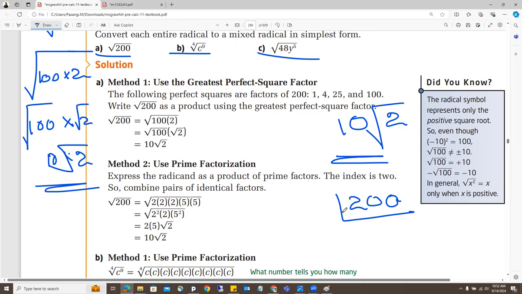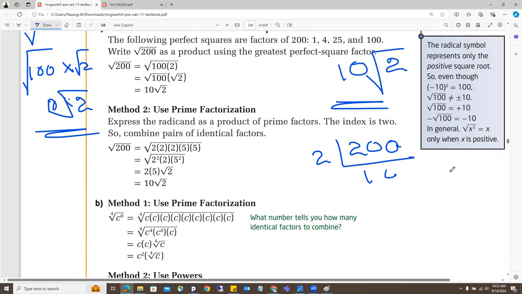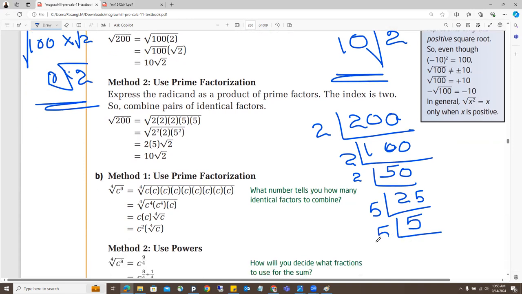Okay, so here 200 should be divided by the prime numbers. 200 divided by 2, the first prime number is 2. 200 can be divided by 2, and we receive 100. Again, 100 can be divided by 2, and 2 is a prime number. 50 can again be divided by 2, that is 25. But now 25 cannot be divided by 2. Then the next prime number is 3. 25 cannot be divided by 3 as well. Then the next prime number is 5. 25 divided by 5, we have 5. Again, 5 divided by 5, we have 1. Then 200 means actually 2 times 2 times 2 times 5 times 5.